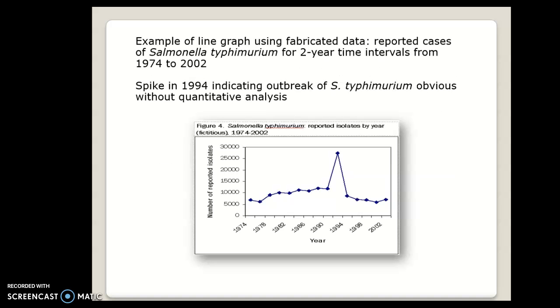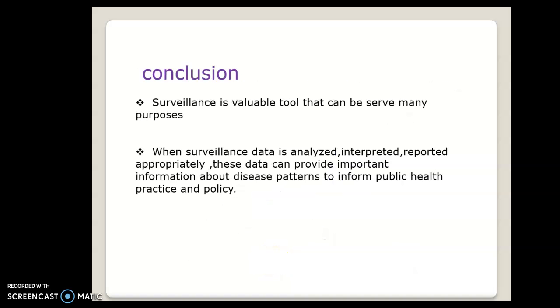For example, when we take Salmonella typhi over the years from 1974 to 2002, the spike you can observe here in 1994 indicates the outbreak of Salmonella typhimurium, obvious without quantitative analysis. So coming to the conclusion, surveillance is a valuable tool that can serve many purposes, and when surveillance data is analyzed, interpreted, and reported appropriately, this data can provide important information about disease patterns to inform public health and practice.